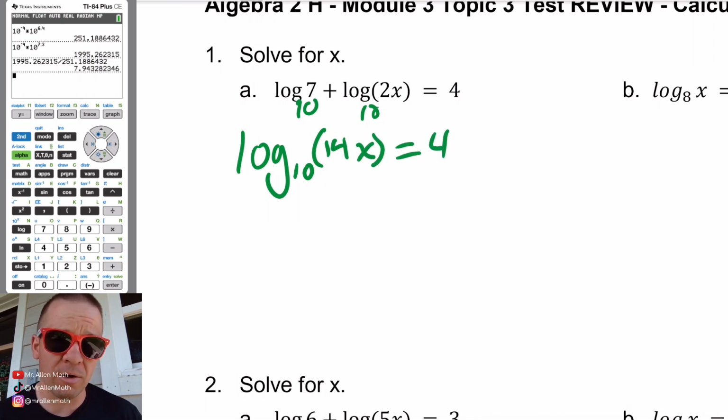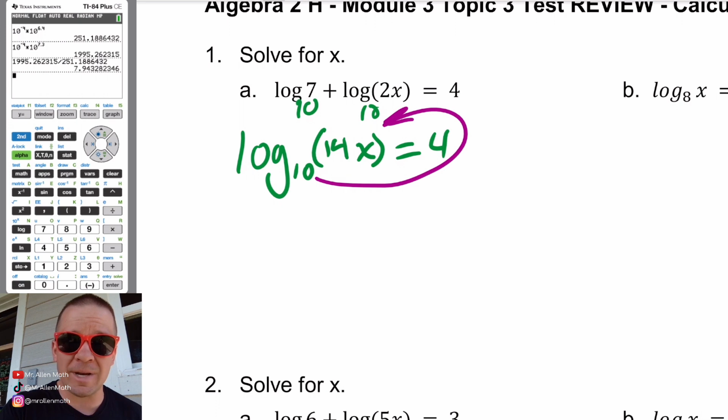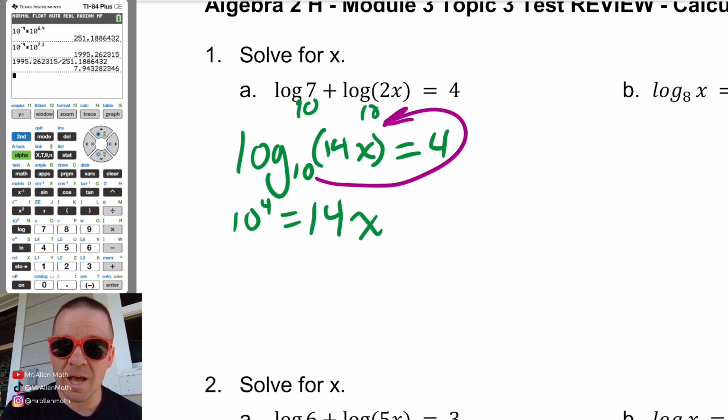So now I have it in log form, but there's not a whole lot I can do. So I'm going to loop it, swoop it, and rewrite it in exponential form. So I'm going to have 10 raised to the 4th equals 14x. Here's where I'm going to pop up the calculator. We could probably do 10 to the 4th on our own, but we're going to need this anyway, so we're going to do 10 raised to the 4th power. We're going to hit enter.